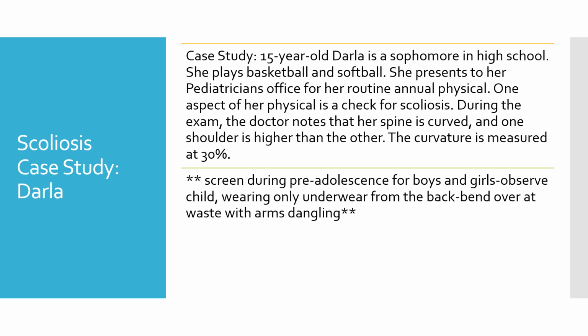So screening takes place during pre-adolescence for both boys and girls. We're going to observe the child only in their underwear from the back, bent over with the arms dangling at the waist, so we can see the emphasized bones of the spine to see if there's any curvature.